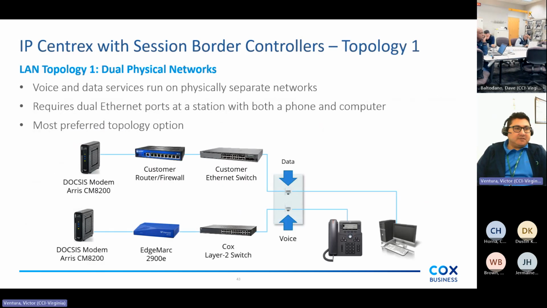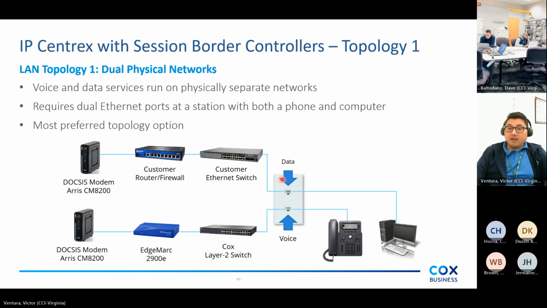So here you have topology 1. The customer has their own data network. And I know here we're representing the data connection using a modem, DOCSIS 8200 modem. The customer could have fiber, could have CF5 and use an ONT. But the customer has their own firewall, their own router, their own switch.